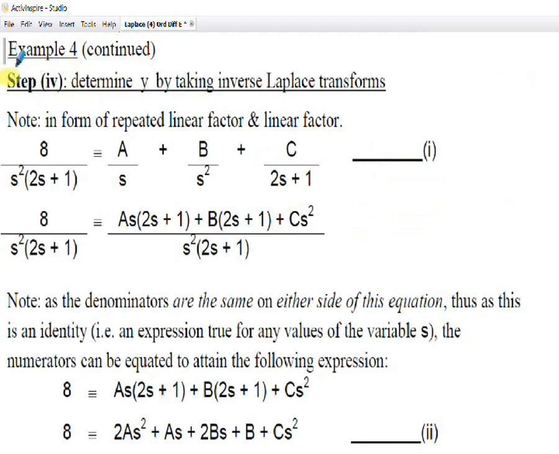Okay, step 4 here. We're going to work towards finding our inverse Laplace transforms. If we take the fraction on the previous page, we have 8 upon s squared and in brackets 2s plus 1. Now that s squared term is actually a repeated linear factor, so we need to be careful how we handle that. If you look at your previous work, we write that as a upon s plus b upon s squared. So those first two terms on the right hand side account for the s squared partial fraction, and then the 2s plus 1 we write as plus c over 2s plus 1. That's a linear factor, the 2s plus 1.